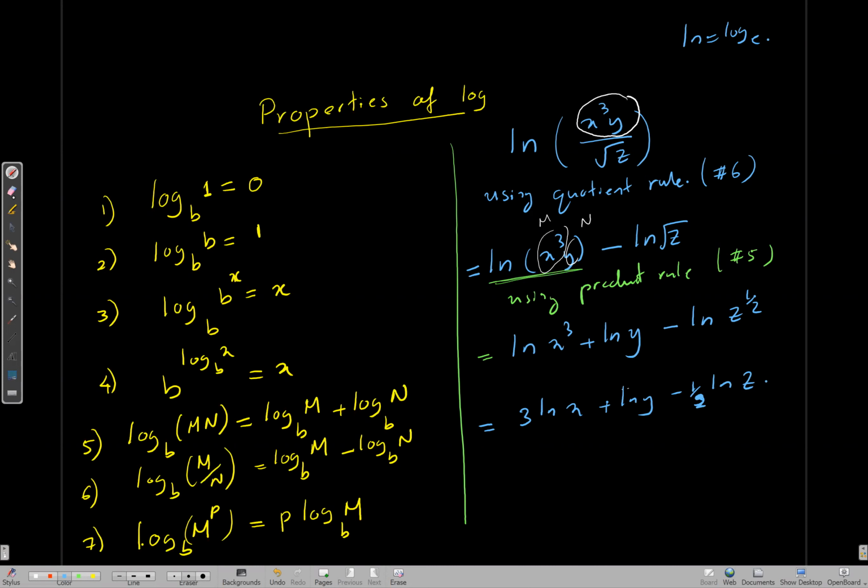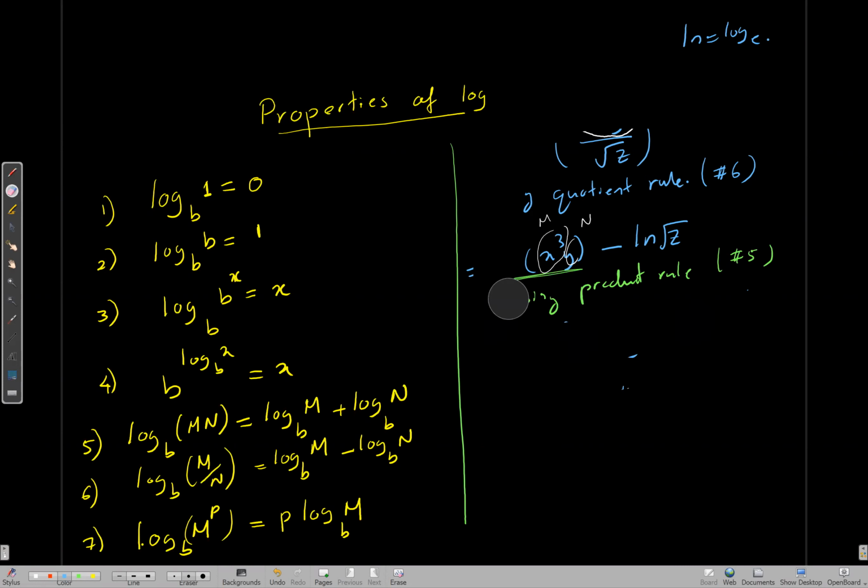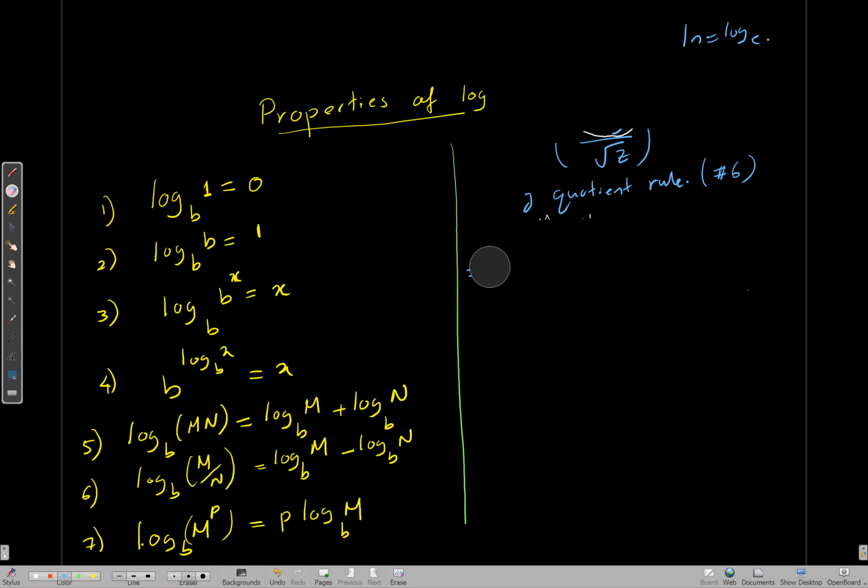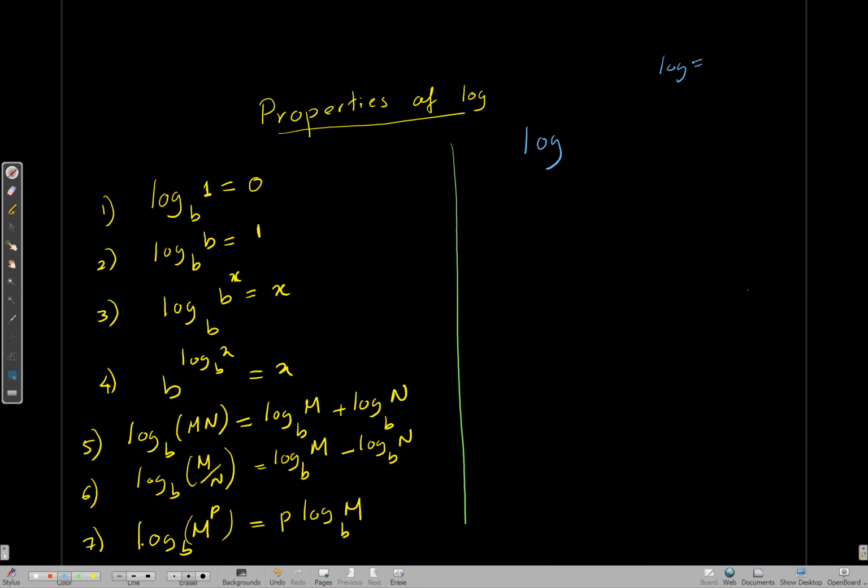Let's see another example. How about log? Again, if you don't see any base, log means log base 10, right? That's the common logarithm. And ln, that's the natural logarithm. Log of a cubed over b cubed c to the 4th.